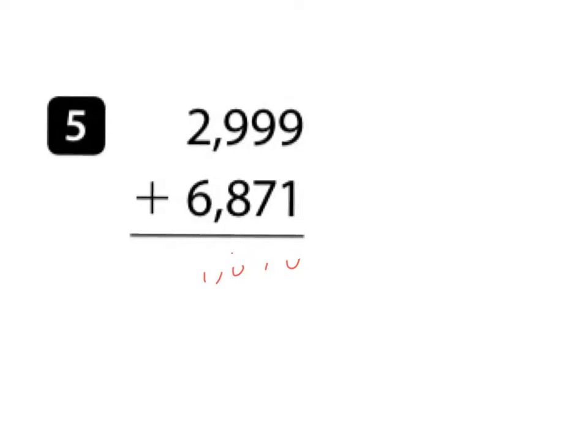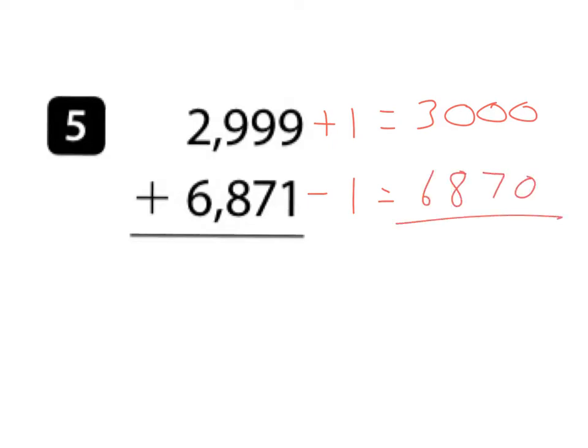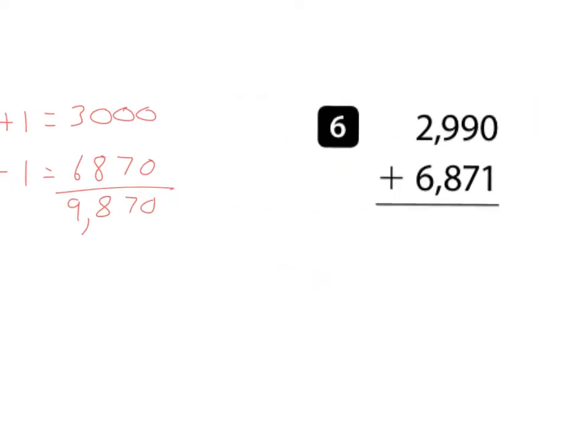Let me go ahead and erase this right here. An easy way to do this, guys, to make your life a lot simpler, I would add 1 to this and subtract 1 from this number. So then we have 3,000 plus 6,870. So now it's a lot easier, man. 870 plus 0 is 870. And then just add up your thousands place, and you get 9. 9,870.